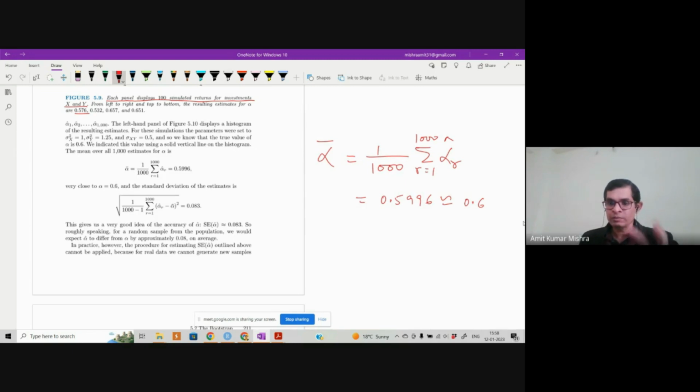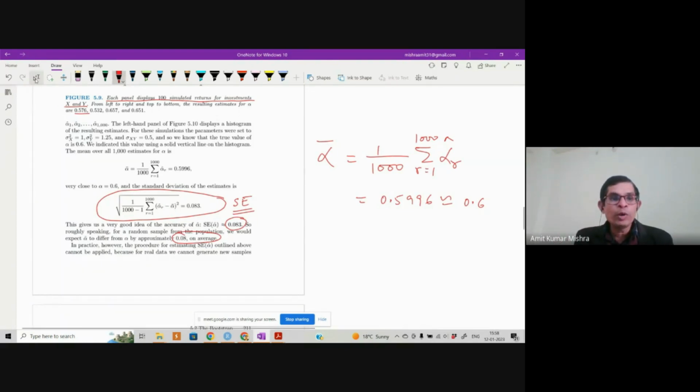We know everything from this data. And now this is the standard error, which comes out to be 0.083. That means on an average, your alpha bar differs from the true value by about 0.083. All of you must know about the standard error. So all these things were based upon when you know about your original population, or you can simulate data from the population.